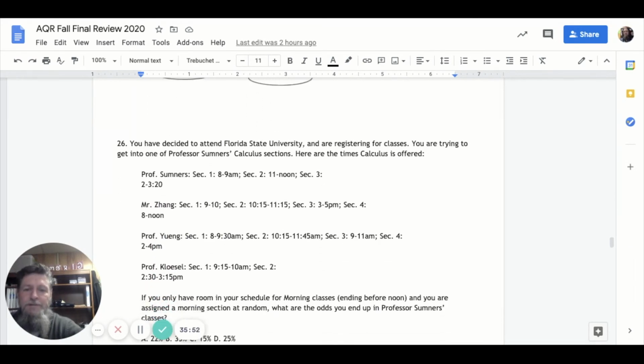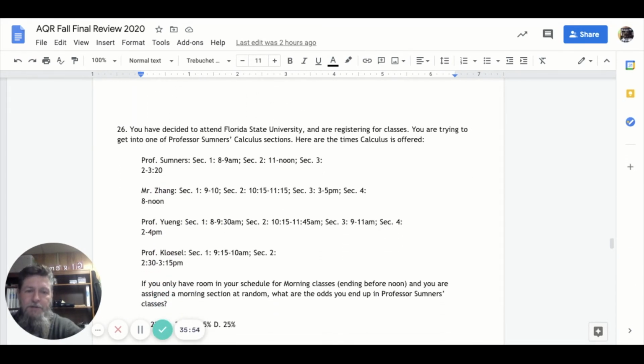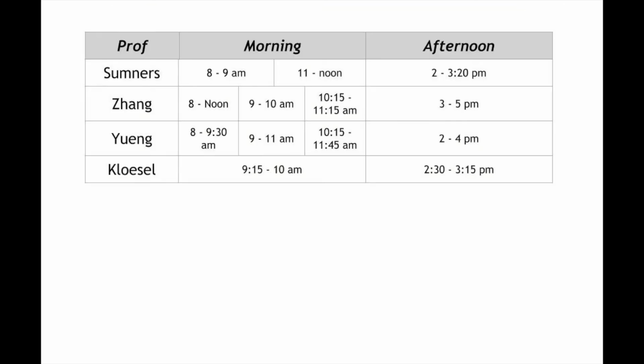All right, so you decided to attend Florida State University and are registering for classes. You're trying to get into one of Professor Sumner's calculus sections. Here are the times calculus is offered. Okay, Professor Sumner's has section 1, 8 to 9 a.m., section 2, 11 to noon, and section 3, 2 to 3:20, and so on. You only have room in your schedule for morning classes, anything that ends before noon, and you're assigned a morning section at random. What are the odds you end up in Professor Sumner's classes?